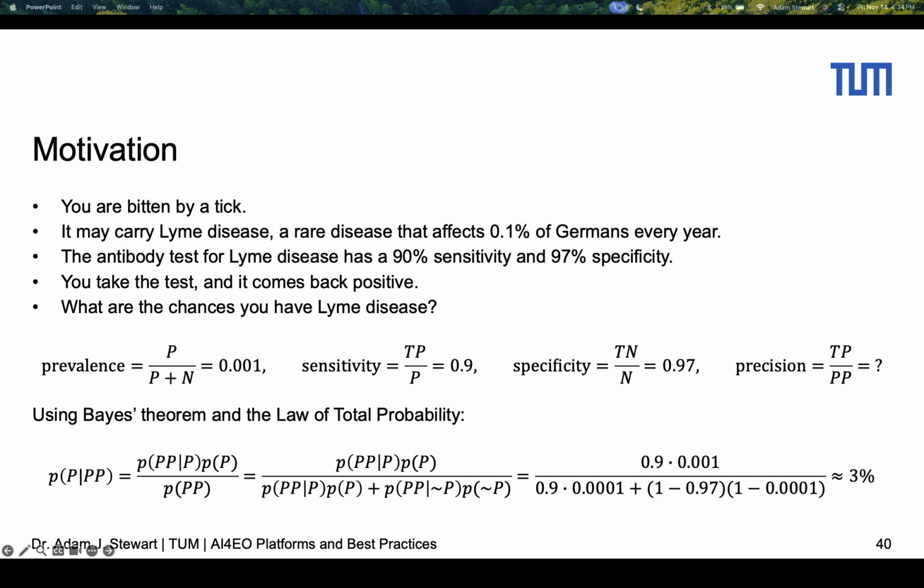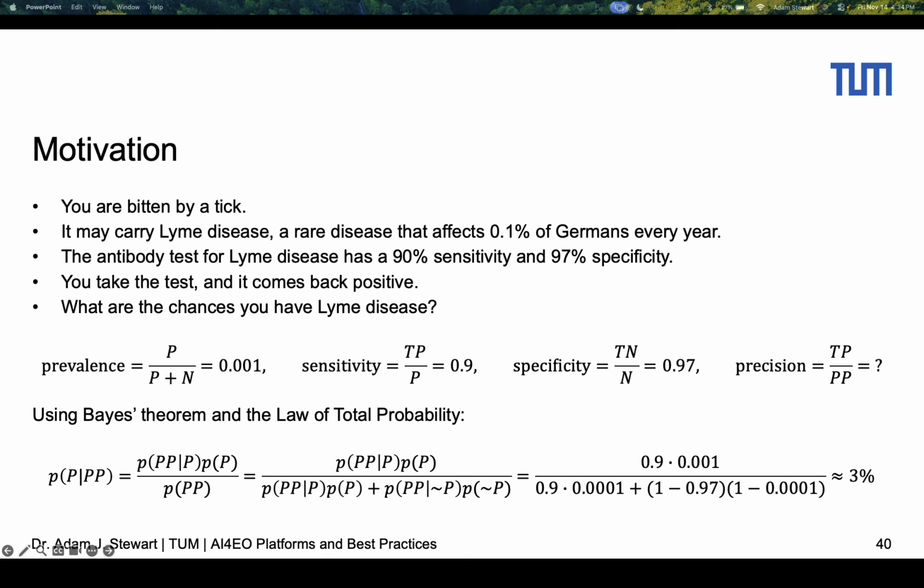There's also one mistake that we made here. Can anyone spot it? If it was actually 3% accuracy, it wouldn't be very useful. The first semester I taught this, I actually had one biology student who noticed this. I am using the percentage of people that have Lyme disease in Germany. I'm not using the percentage of people who are bitten by a tick that have Lyme disease.